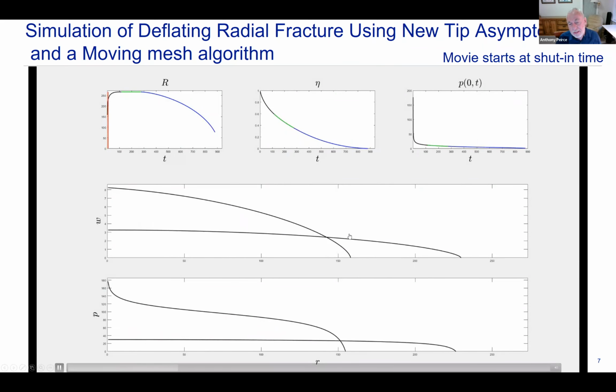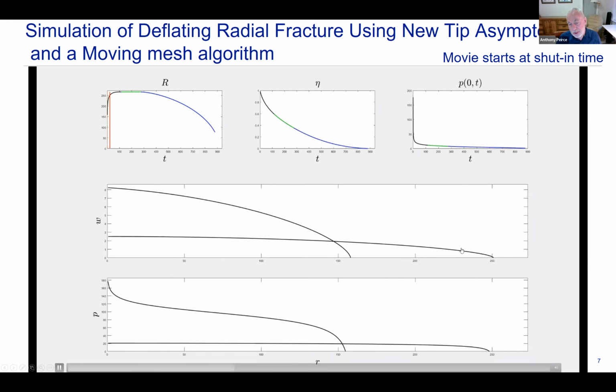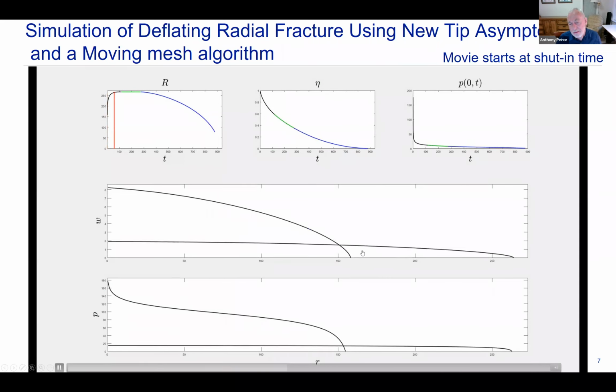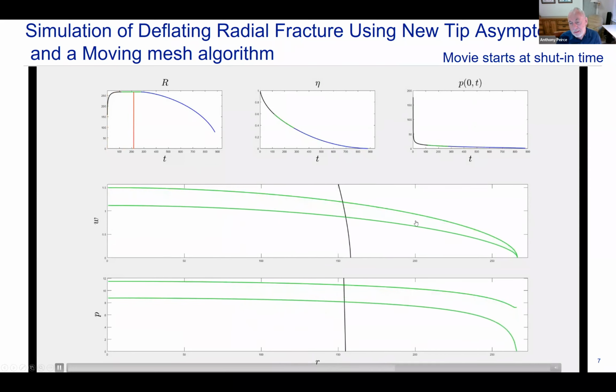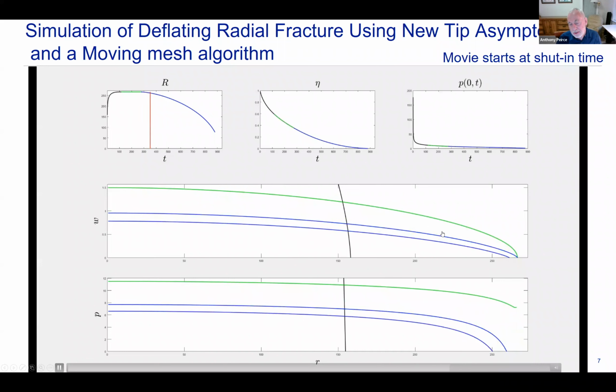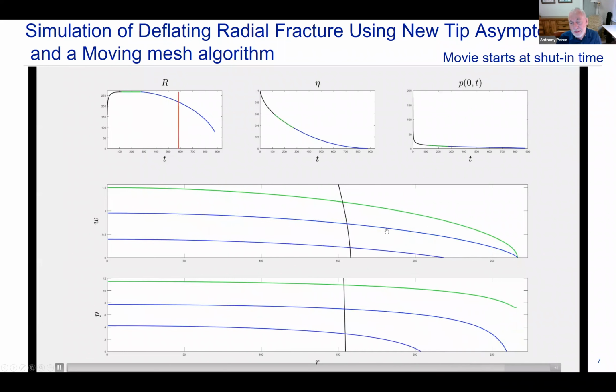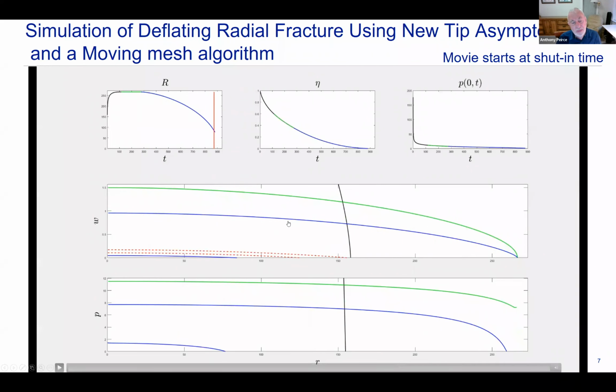Now it's black, so the thing is still propagating post shut-in. That's the point of shut-in. And now suddenly it arrests, and now the green line shows the initiation of arrest, and the blue line is showing where the fracture starts to recede.